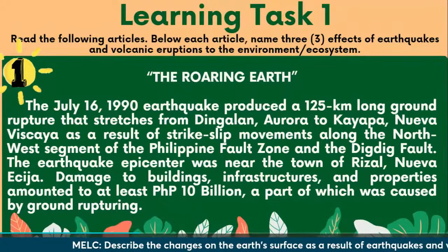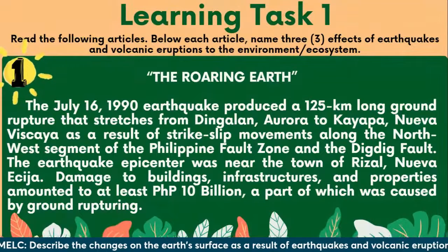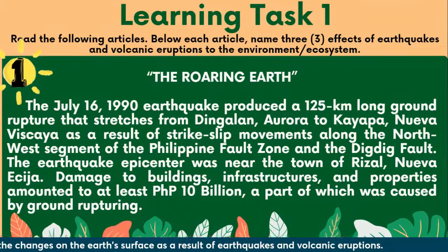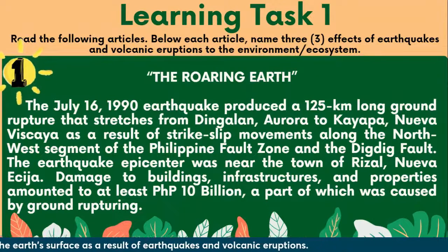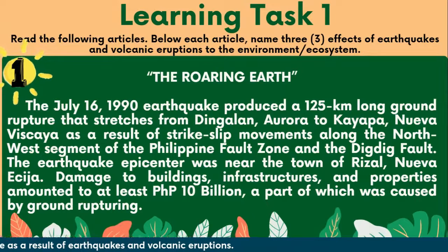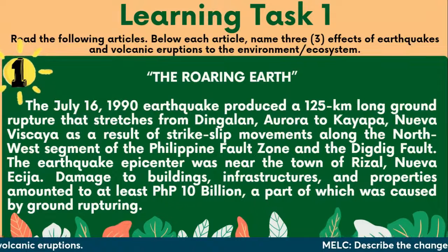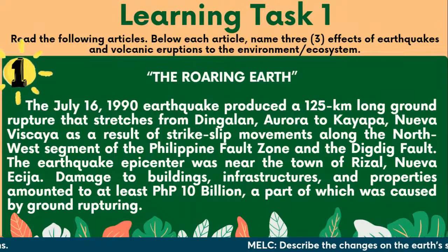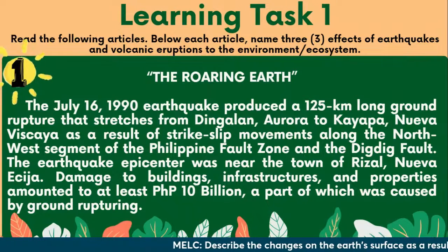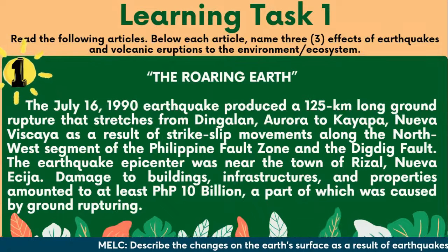For learning task 1, you have to read the following articles. I'll be giving you 2 articles only. Below each article, you have to name 3 effects of earthquakes and volcanic eruptions to the environment or ecosystem. The title of the first article is The Roaring Earth.